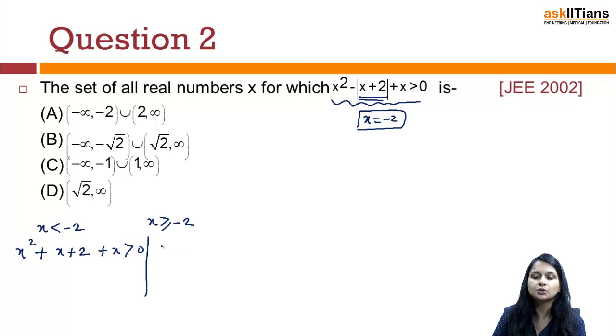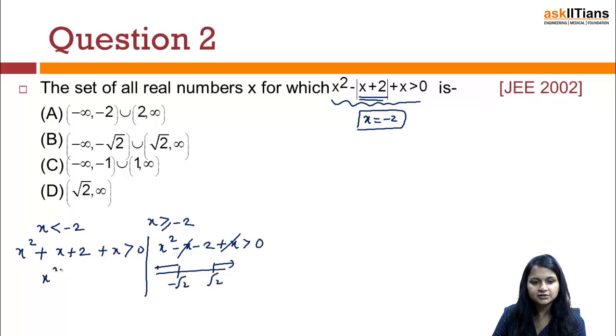When x is greater than or equal to -2, I will have it written as positive. So minus x minus 2 plus x greater than 0. Here this gets cancelled, so x square minus 2 greater than 0. The critical points would be minus root 2 and root 2. So I will have these as the solutions.